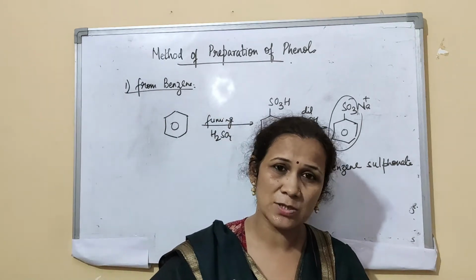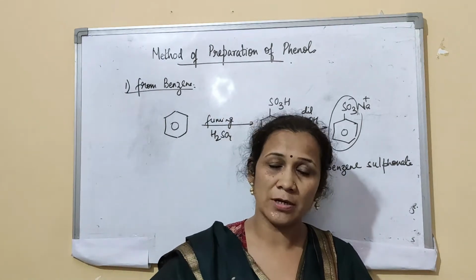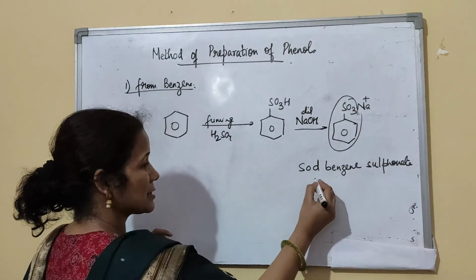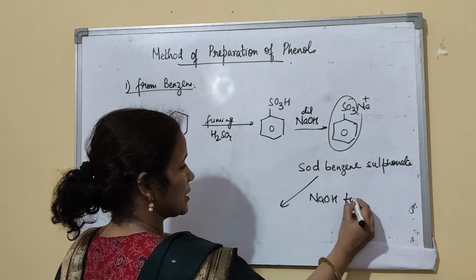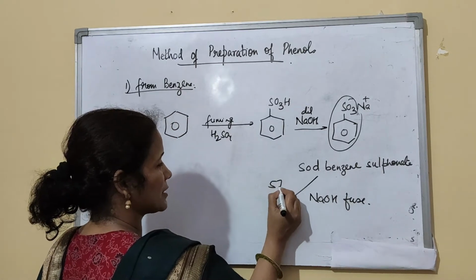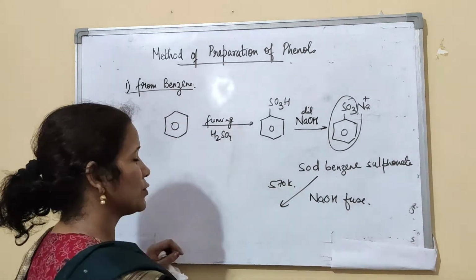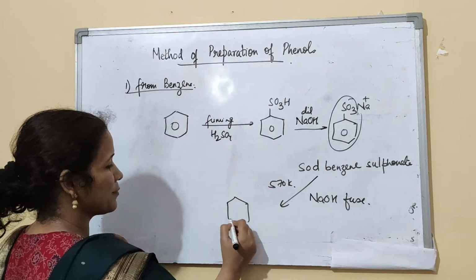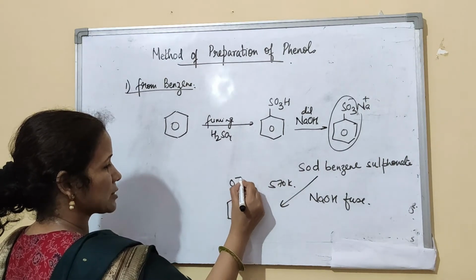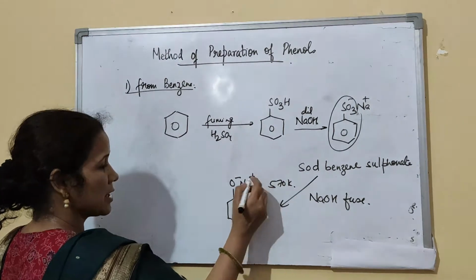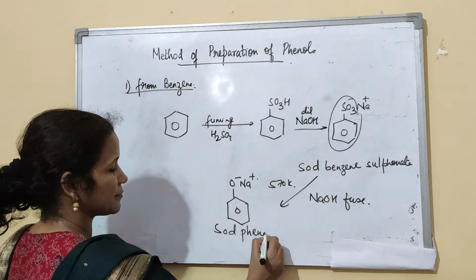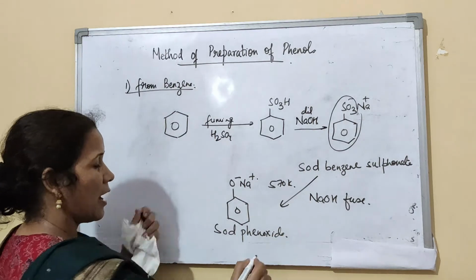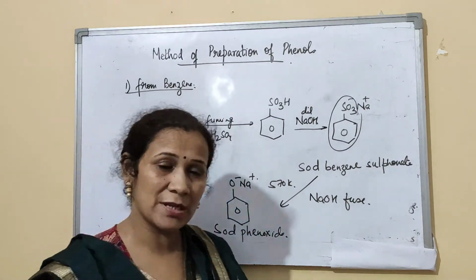Now you have obtained the salt. Now what to do? We will convert it to phenoxide. So that is done by treating it with NaOH. We fuse it at 570 Kelvin. By fusing it, what happens? The SO2 escapes and you get something like this, O minus and Na plus, sodium phenoxide. After sodium phenoxide, this is very, very stable.